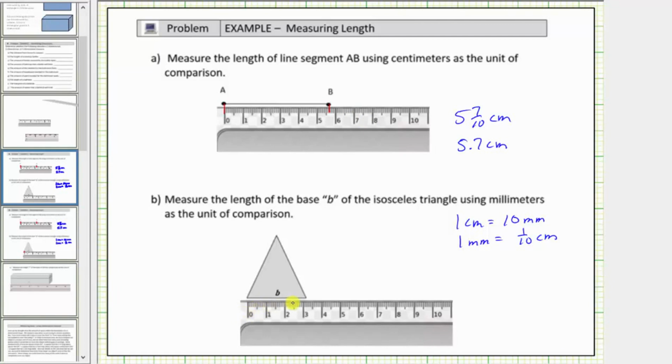So to determine the length of base B, we line up one end with 0 on the ruler, and then count the number of small tick marks out to the other end, which is here. And again, each centimeter is equal to 10 millimeters, so we have 10, 20, 30, 31, 32 millimeters as the length of base B.